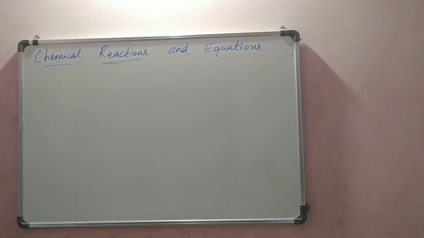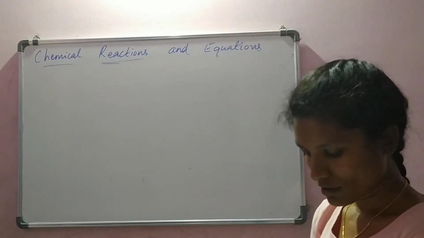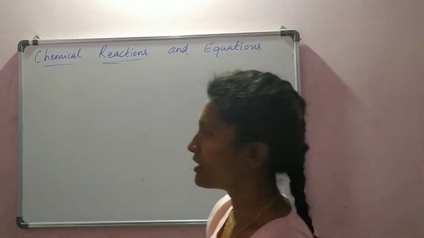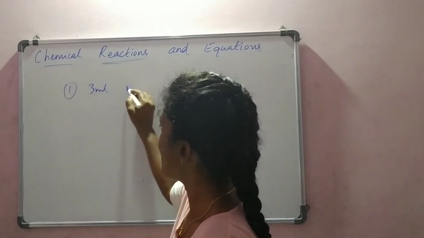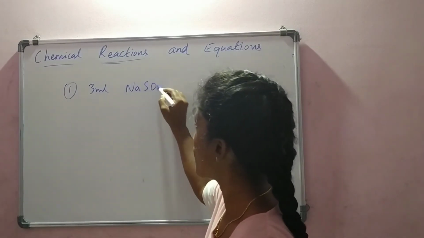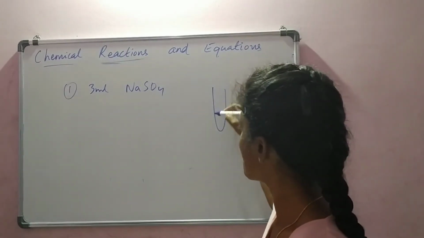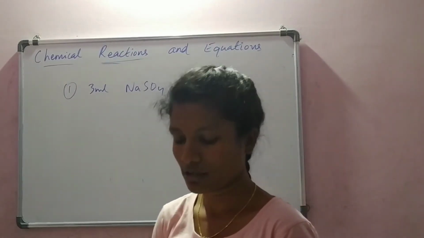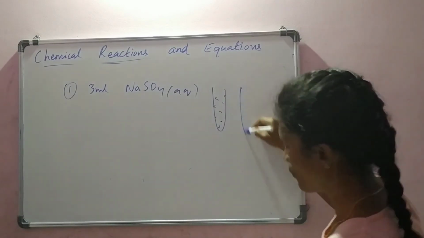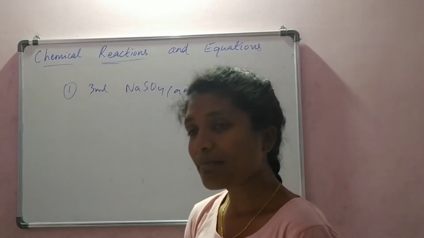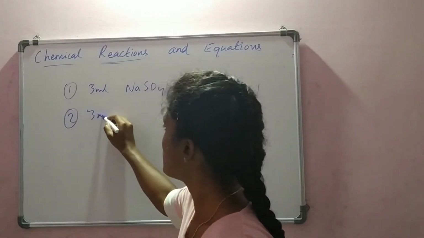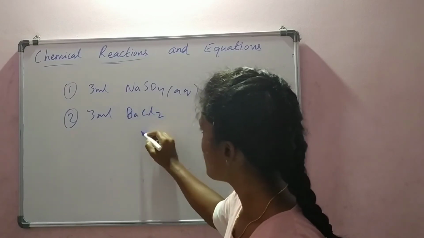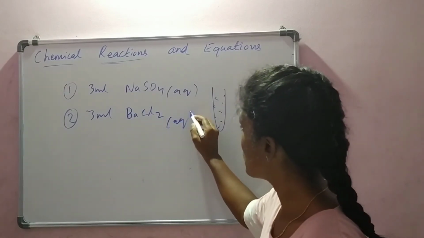We are coming to the end of this topic. So the activity is, take about 3 ml of sodium sulfate solution in a test tube. 3 ml of sodium sulfate, Na2SO4, in a test tube, which is aqueous, right? Then take one more test tube and take 3 ml of barium chloride, BaCl2. This is also a solution. Okay.